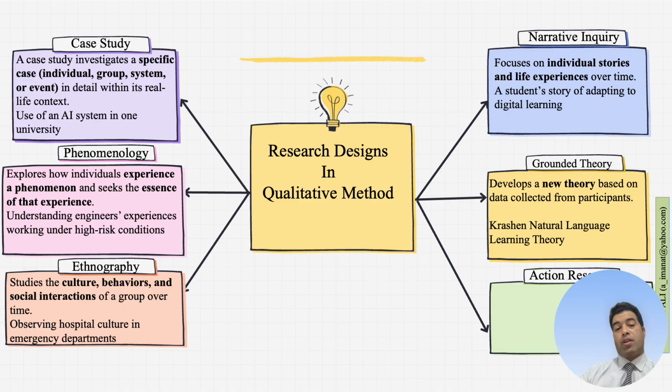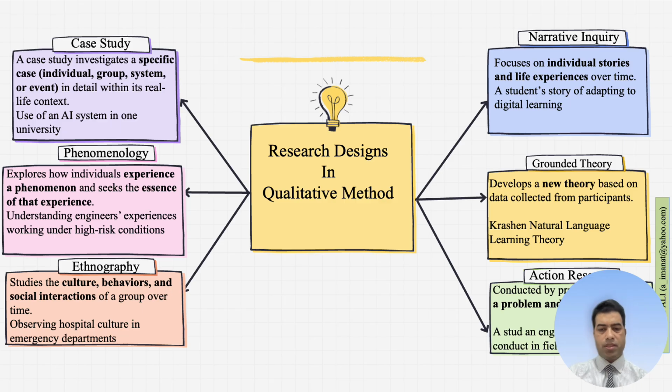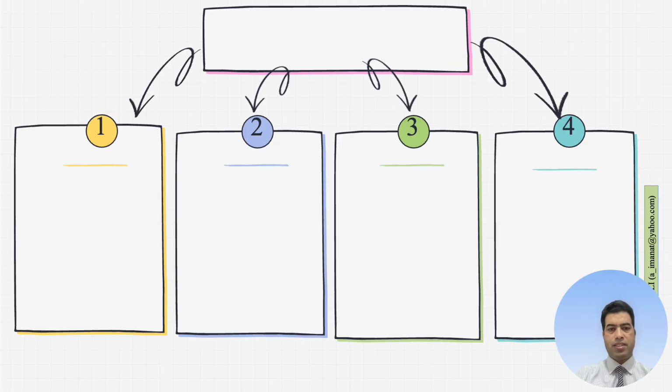Grounded theory. Okay, action research is a real experience of a person conducting research in a classroom. So, for example, students learning English in the field. I, being a teacher, conduct my research in the class. That is action research.